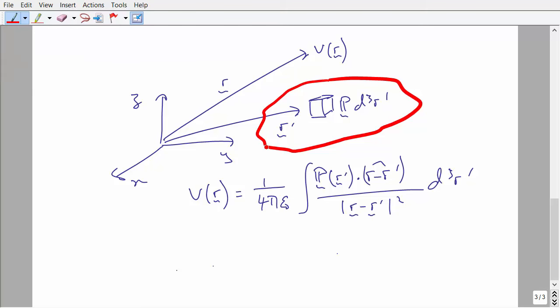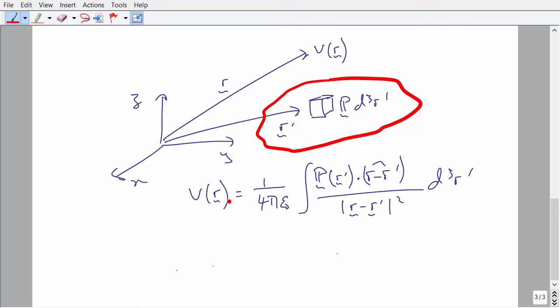Okay, so here we have a dielectric material, this red blob. We've identified a little volume element, P d3r prime, so this is the dipole moment per unit volume multiplied by the little volume element. So this is a little electric dipole. And we ask the question, what is the contribution to the potential at location r due to this element at r prime, and then we integrate it out over the material. And that's expressed by this equation here.